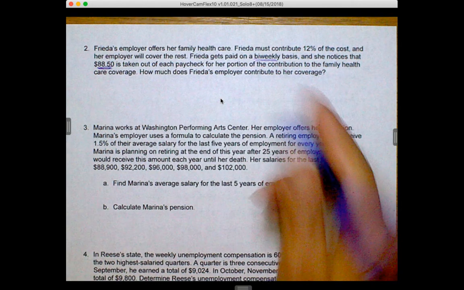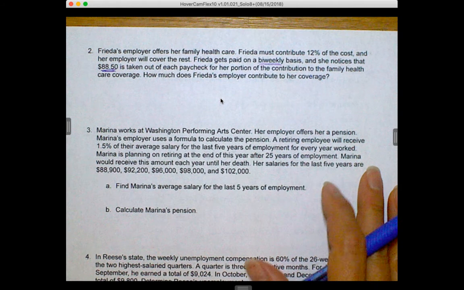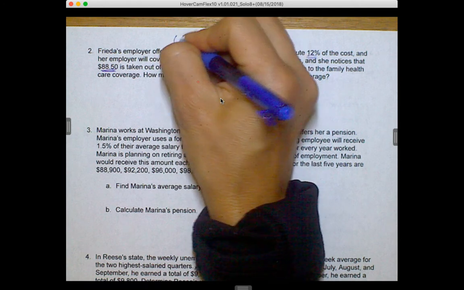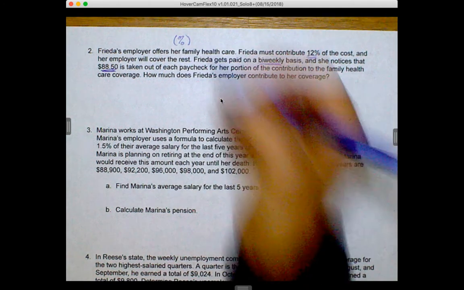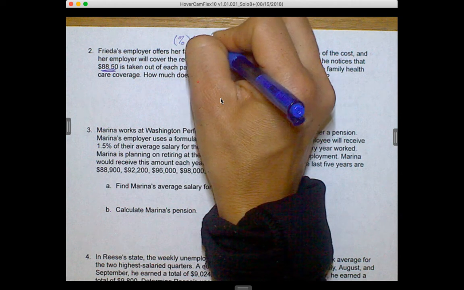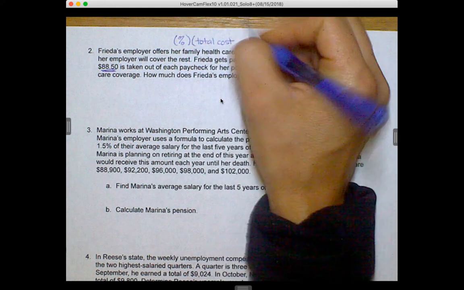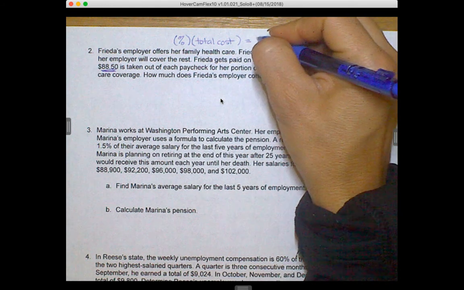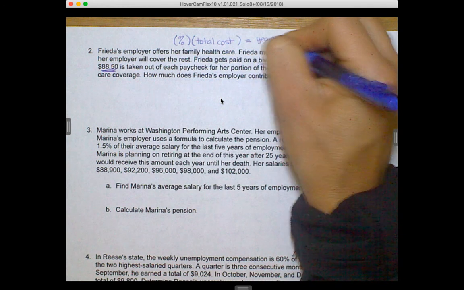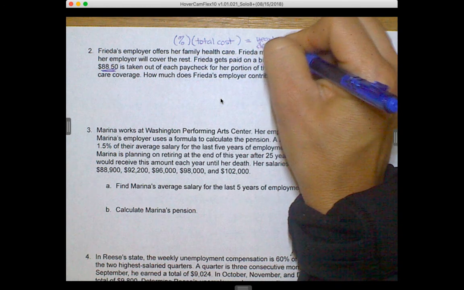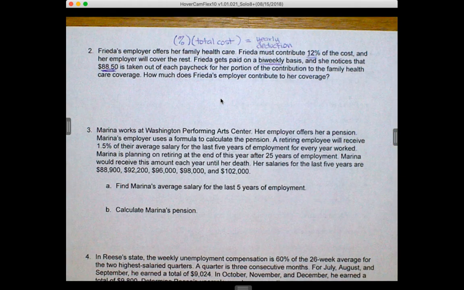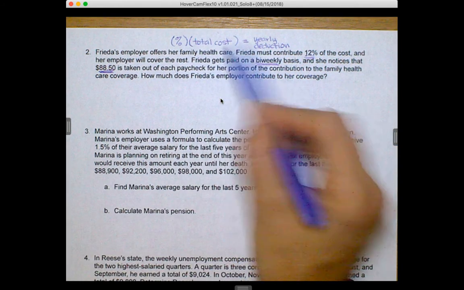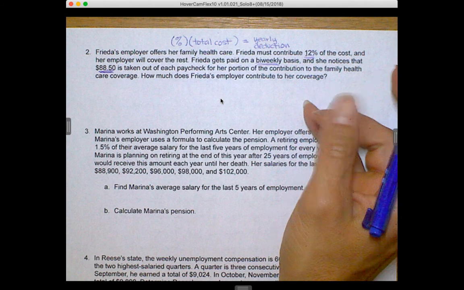Okay, so we're going to use a little formula to help us with this, okay? They gave us a percent here. So we're going to say that percent times the total cost of her health care is going to equal her yearly deduction from her paycheck. That's what they're taking out of her paycheck. So if I multiply the percent times the cost of her health care, that gives me how much they're taking out per year from her check, okay?